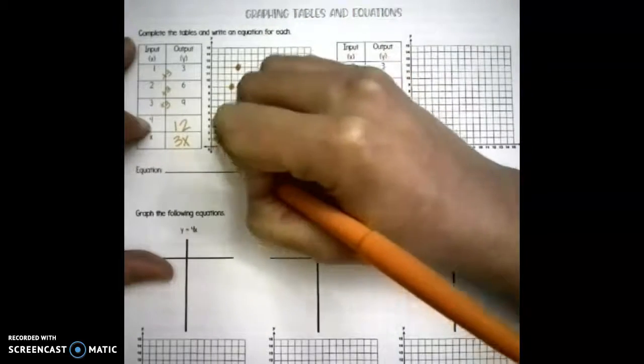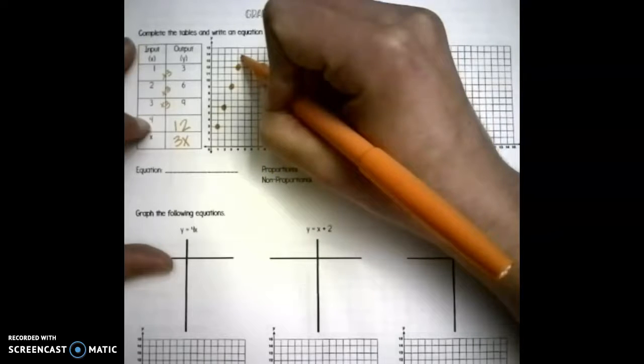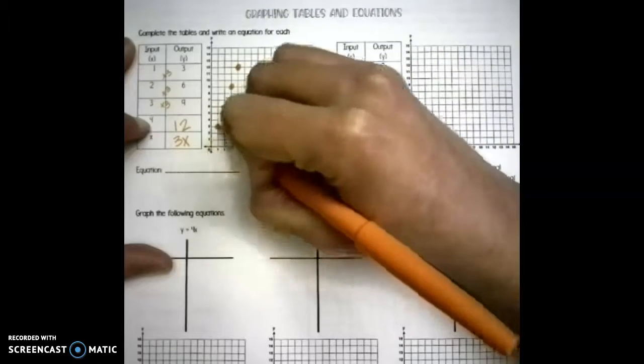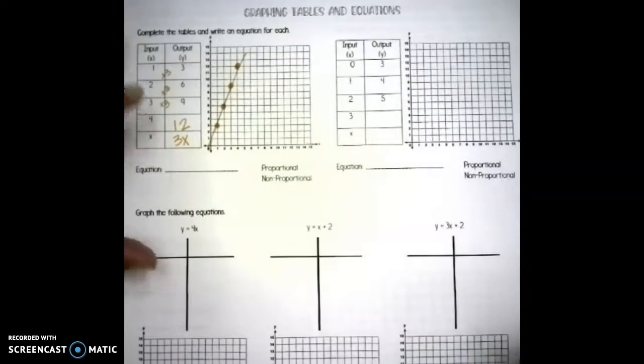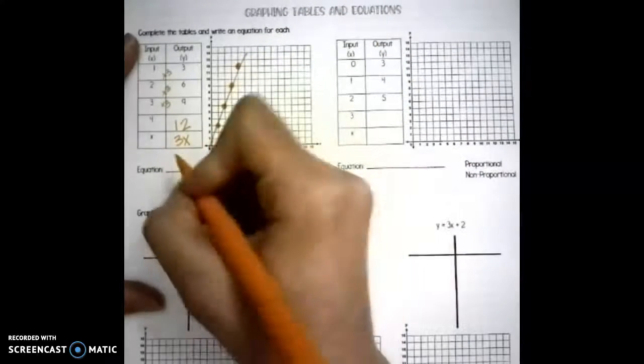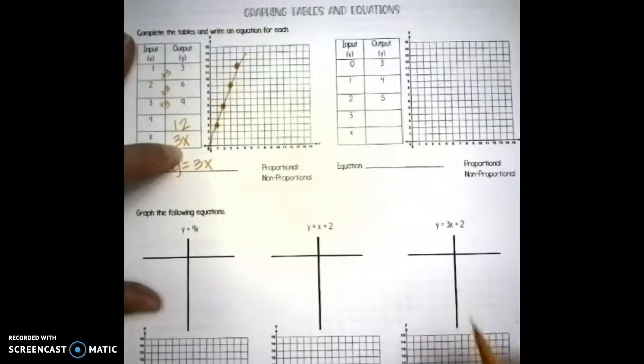If you were to draw a straight line through this, it would go back through our origin right here. I do apologize, me drawing the straight line is not going to go well. There we go. So we know that to write an equation, y would equal 3 times whatever x is.